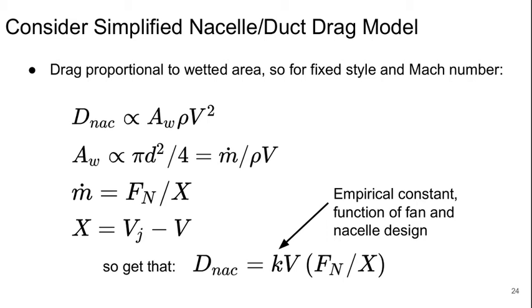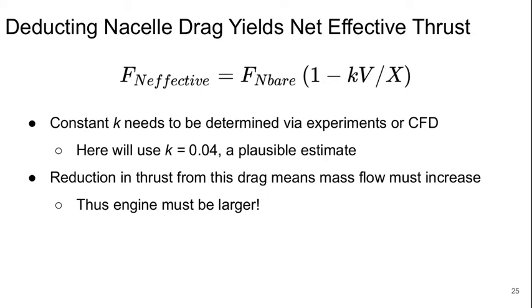So at the end of the day, the nacelle drag is some constant K times the flight speed times the net thrust over the specific thrust. And that K constant is empirical. It's a function of the fan and the nacelle design. We deduct that from our net thrust, and then we get a net effective thrust. We have to somehow determine this constant if we're going to continue. Here we're going to use a reasonable estimate of about 0.04.